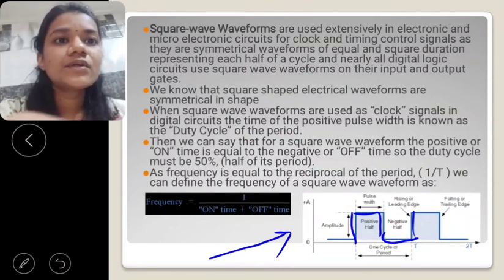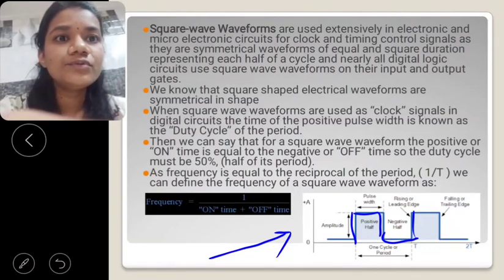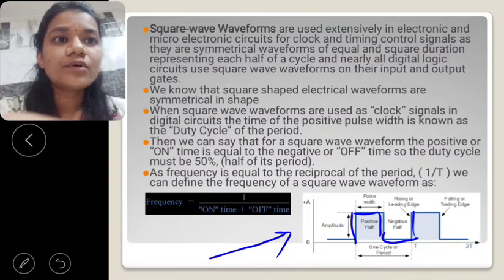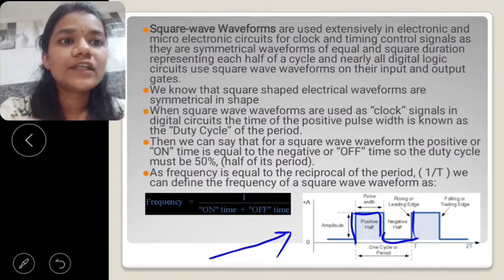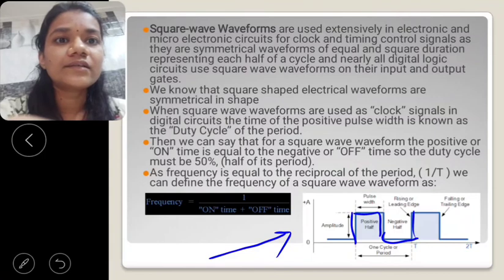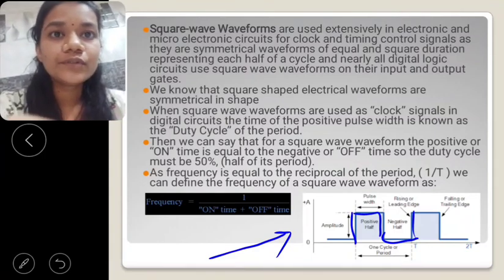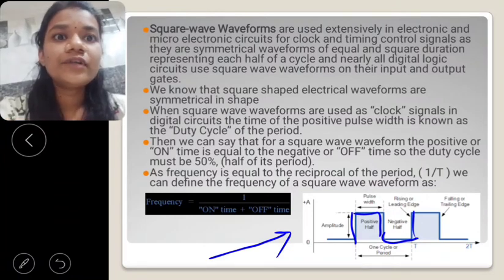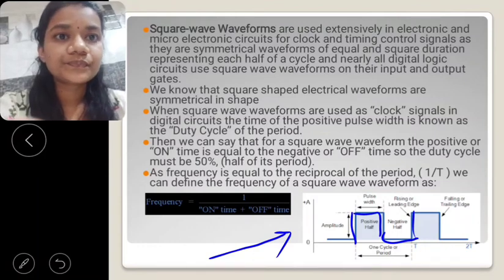So what does this mean? When a square waveform is used as a clock, it may be a positive pulse, and the time of the positive pulse width is known as the duty cycle. When we use a square waveform, the positive part is nothing but ON, and for the negative we can say it's nothing but OFF. So the duty cycle must be 50%, positive or negative.